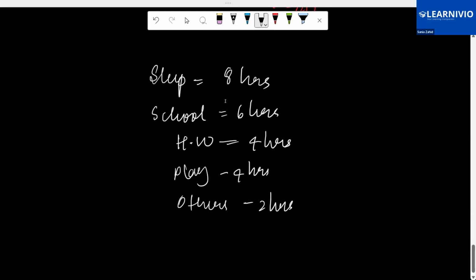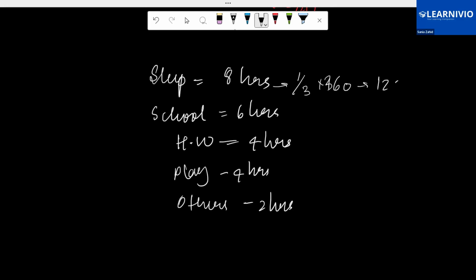Yes, Ramesh, have you done? Yes, ma'am, I finished it. Okay, so what's your answer? Sleep is 120 degrees. First the fraction would be 8 by 24, right? Yeah. So 1 by 3 into 360, 120. Very good.